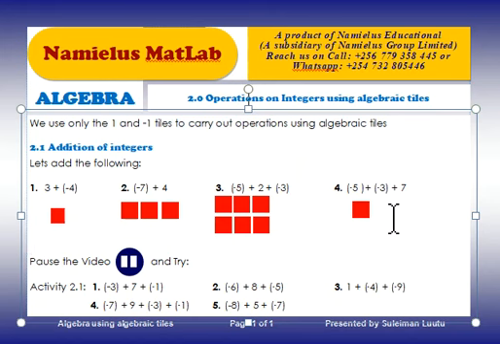Now, pause the video and try activity 2.1. We have 5 numbers. Use your tiles physically, work out, and then see the answers you are going to get. Thank you.